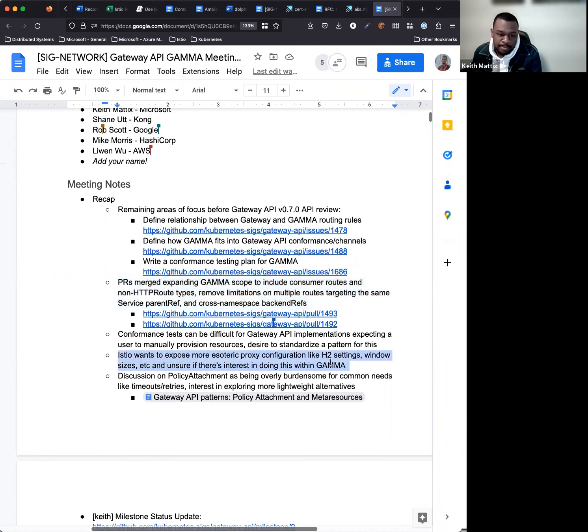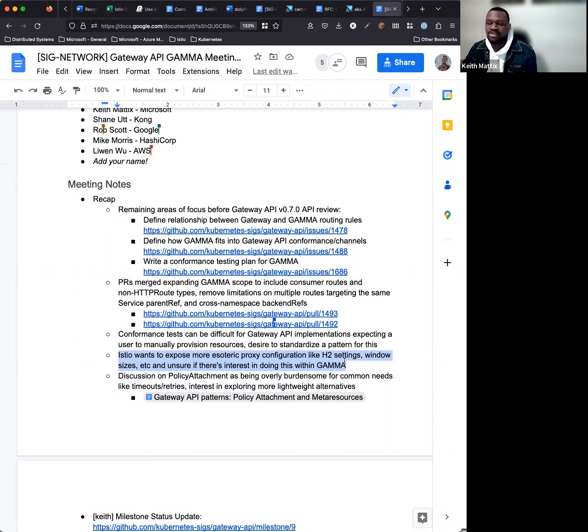There's a good bit of discussion about proxy configuration in mesh and looking for a place to put some of these things like H2 settings, window sizes, etc. Istio in particular had interest in doing this. It didn't really seem to be a good place for it. And this was moving on to the last point. That's what led into our discussion on policy attachment and how several folks felt like it was a bit burdensome for some of the more common needs in mesh world.